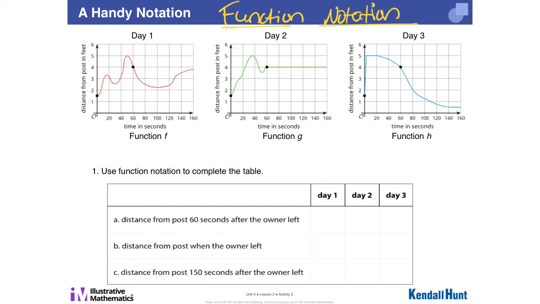We are going to name these functions function f, function g, and function h for day 1, day 2, and day 3. And we're going to use that function notation to complete the table. When I say function notation, what I mean is just how to write the names of these functions when we are using them in math.